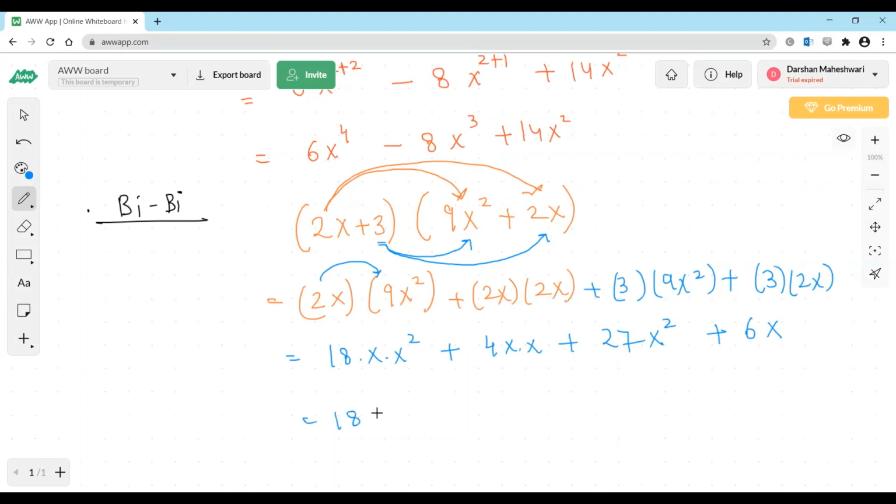So x times x square will be x cube. 4x times x is x square. Then we have 27x square plus 6x. These are like terms, so we can add these.